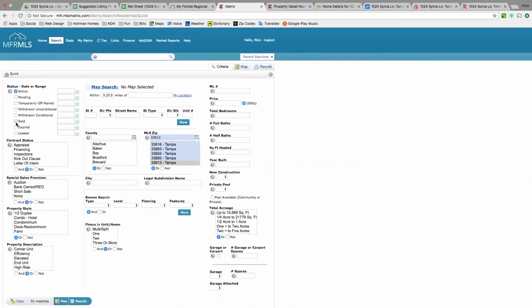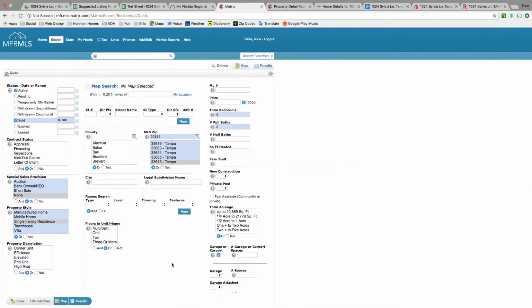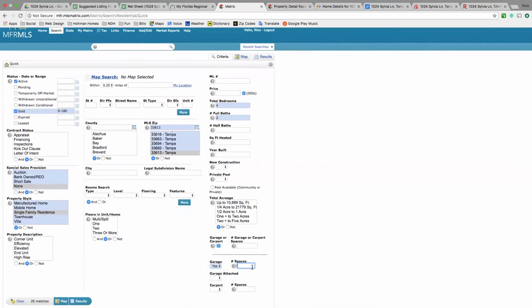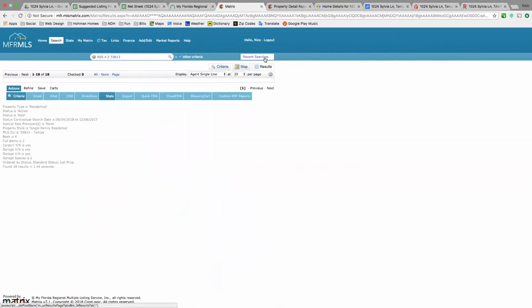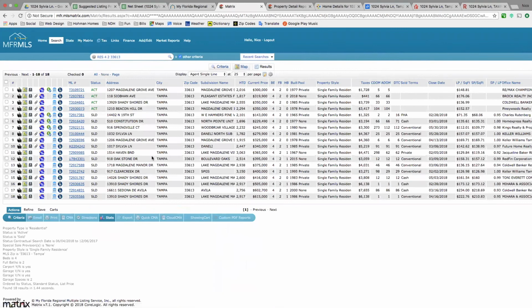We have the same zip code. We have active properties we're searching in the MLS and sold properties we're searching. Not a short sale, not a foreclosure. It's a single family home. It's a 4-2 with a 2-car garage. Perfect. So in this particular zip code, in the last 6 months in active, we have 18 potential matches that could work for us. So let's take a look and see what we have here. So these are all of the potential properties that could work for us.